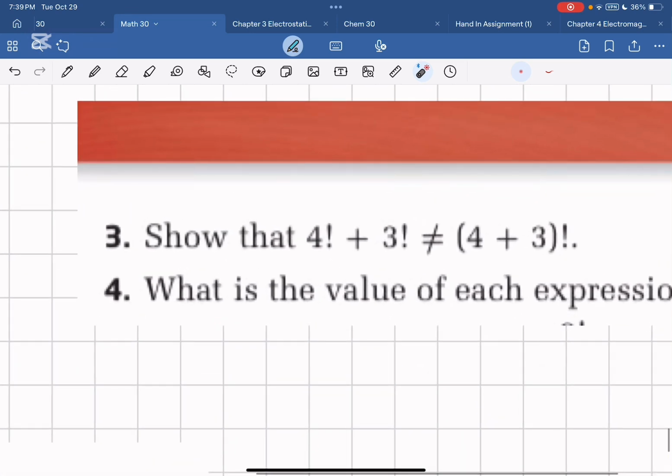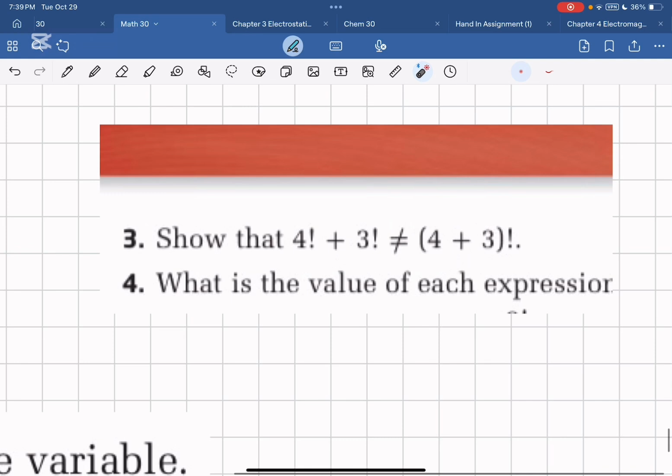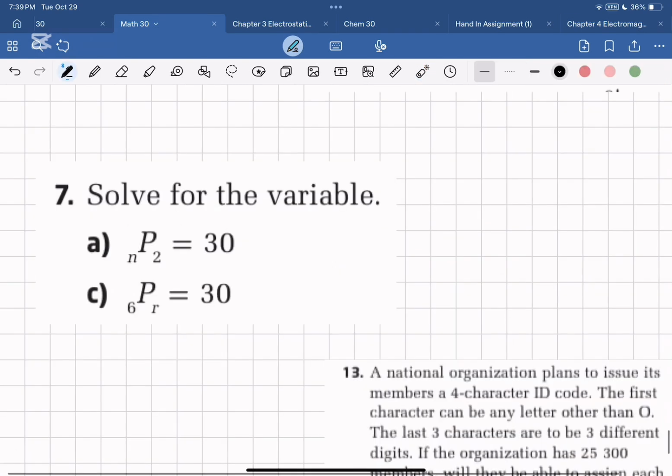So when it's not bracketed, you assume that you were to do the process first and then add them together. Whereas in this one, you add together and then raise it to the factorial because of the brackets. All right, 7a and c are asking for 2 different processes.